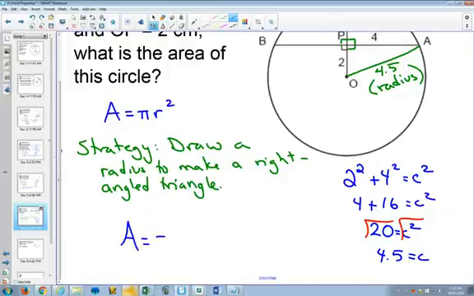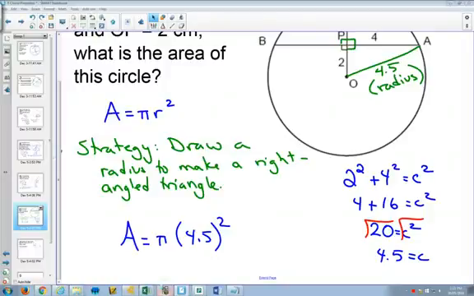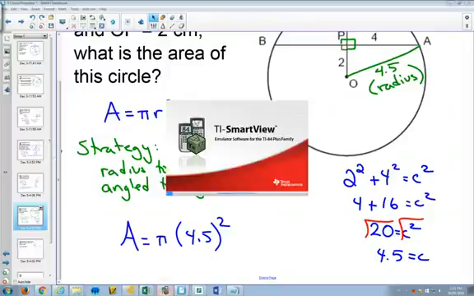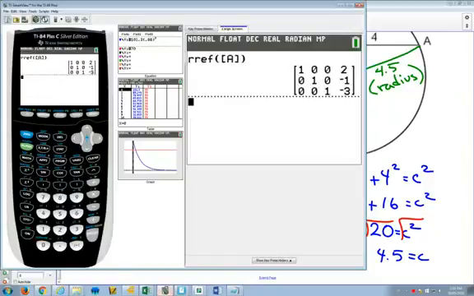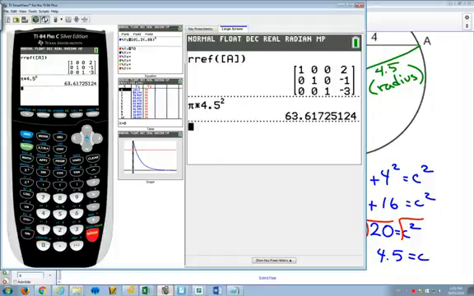So area equals pi times the radius, which is 4.5 squared. If you have a calculator, sometimes if you round things early, your final answer might be off a little bit. I'm going to show you that if you take pi times 4.5 squared, you get an answer of 63.6.